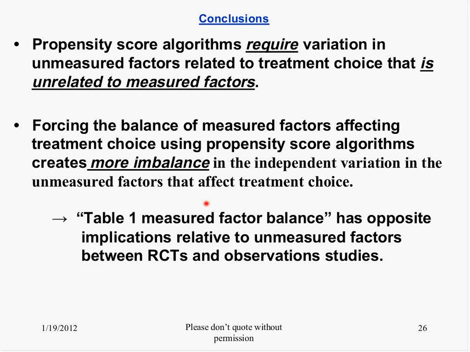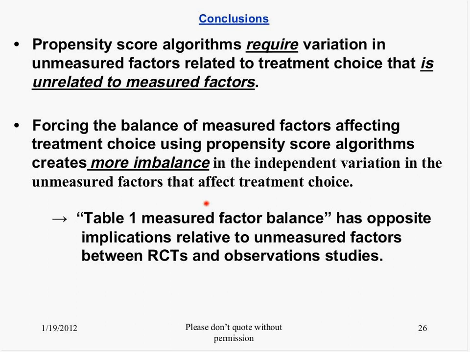And the conclusion is a relative term, as I'll show you on my last bullet here. I think it's definitive, though, that propensity score algorithms require variation in unmeasured factors related to treatment choice that is unrelated to the measured factors. You need to have independent variation in something to cause people to make different treatment choices after controlling for measured factors. Our results suggest that forcing the balance of measured factors affecting treatment choice using propensity score algorithms creates more imbalance in the independent variation in unmeasured factors that affect treatment choice.